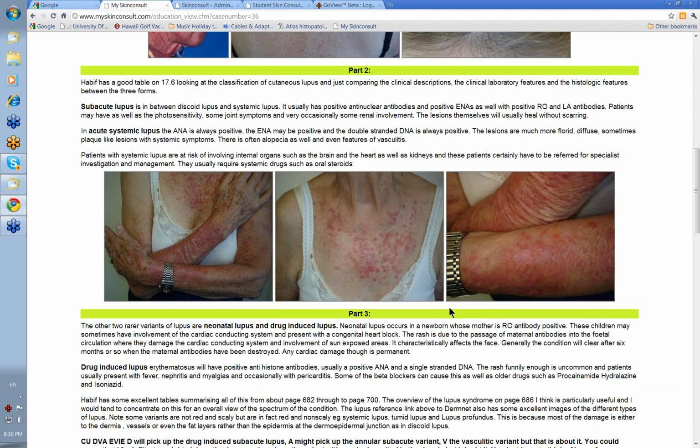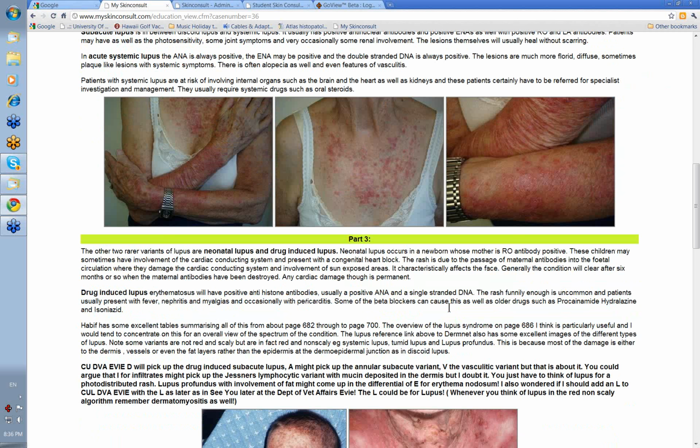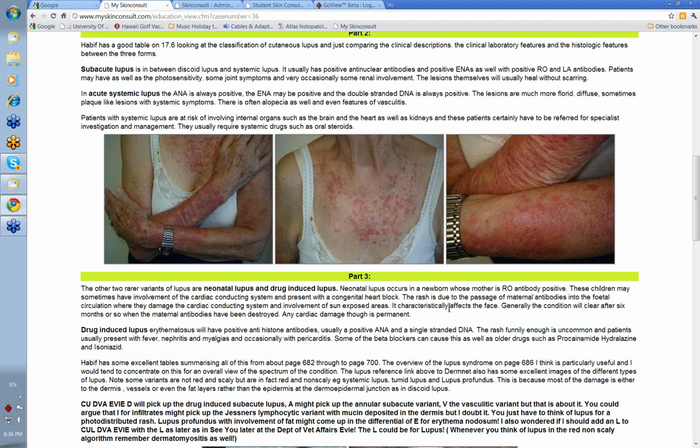Okay, so the other variant of lupus, by the way, is systemic lupus. Systemic lupus looks a bit like subacute, but often there's that very famous malar rash, butterfly rash on the face as well. Usually it's a generalized erythema they get. It's not just in sun-exposed areas, and they're usually systemically unwell with joint and other problems.